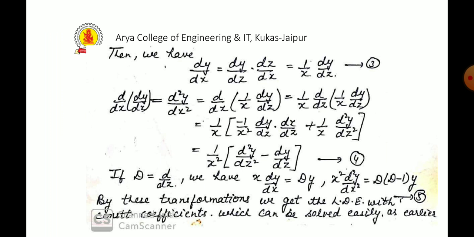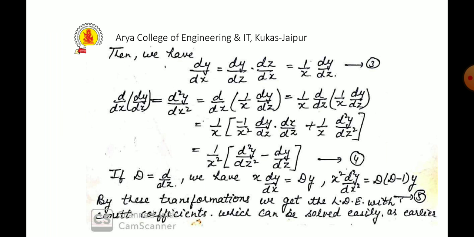Then we have dy by dx is equal to dy by dz multiplied by dz by dx, which is equal to 1 upon x dy by dz, which is equation number 3. Similarly, we can calculate the value of d2y by dx2 as 1 upon x square multiplied by d2y by dz2 minus dy by dz, which is equation number 4.